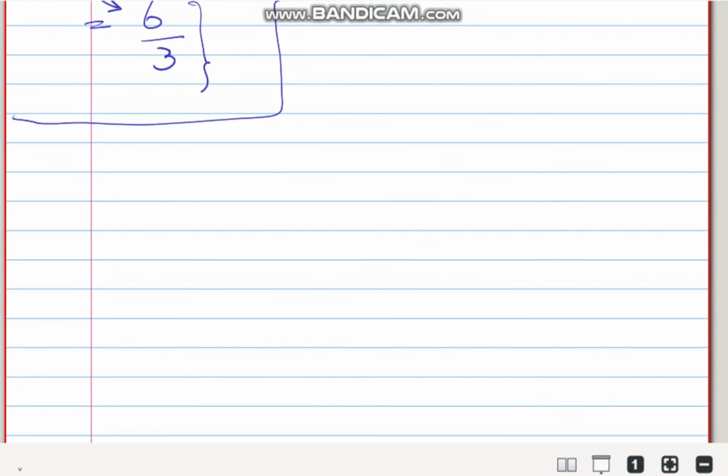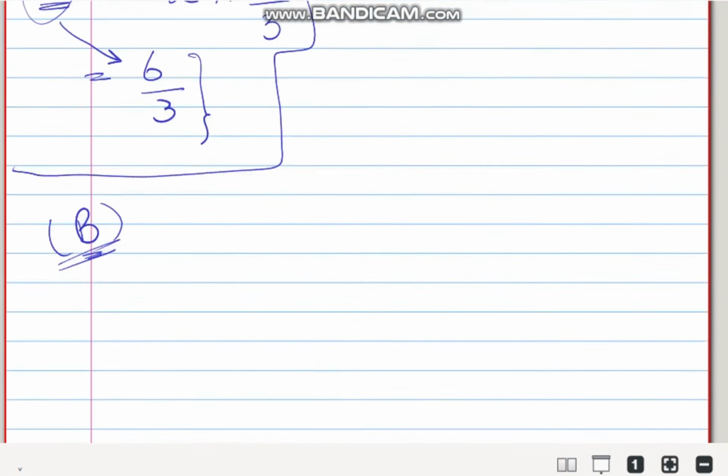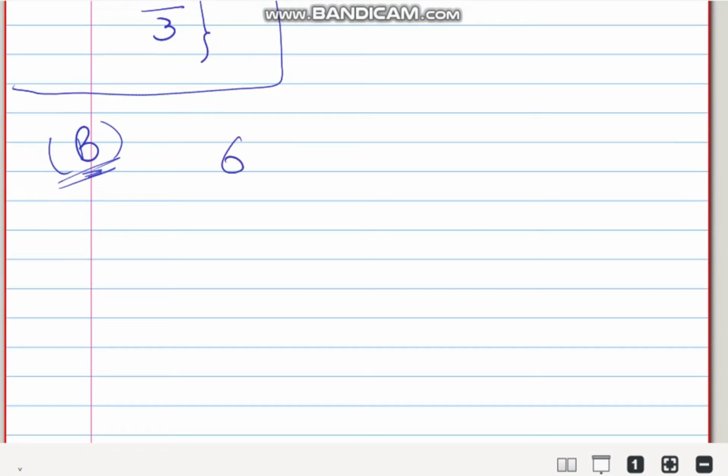Let me write the B. This is B, and this is part number A. We have 6 and 9. These are the two numbers, and we have to find the greatest common factor and the least common factor. So how can we do this?